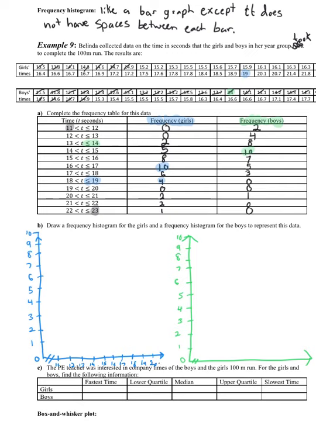Ooh, it's going to get tight here. Okay. And then we do the same thing for the boys.